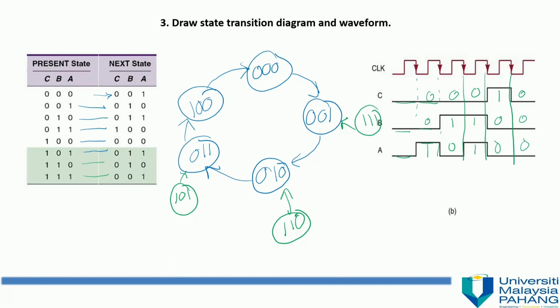So this is how we analyze the counter design. From the given circuit, you find the excitation table, and then from the excitation table, you can know the counting sequence, and you can draw the state transition diagram.